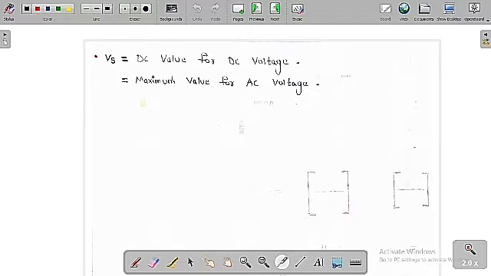So Vs is called the DC value for a DC voltage and the maximum value for an AC voltage. It's a very important point. This is the maximum value for AC voltage, it's not an RMS value. It is a DC value for a DC voltage, and it is a maximum value for an AC voltage.